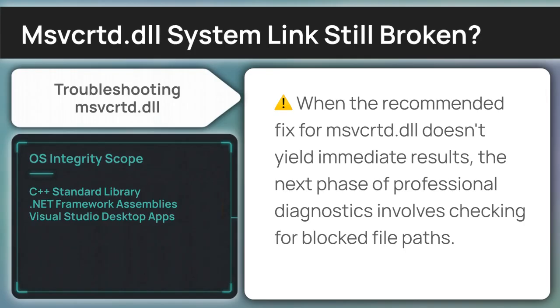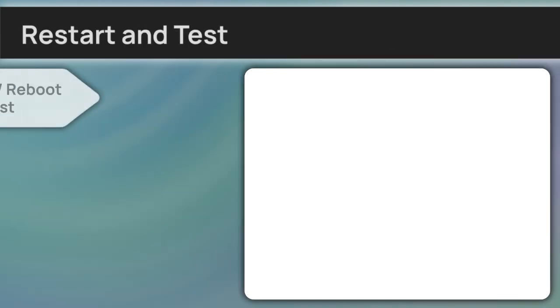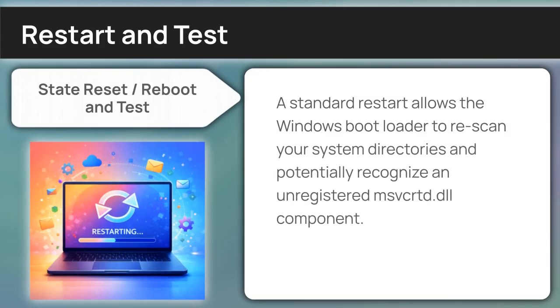of the system state. A simple restart can resolve file-in-use errors that mimic a missing Msvcrt debug message. It's a low-effort step that ensures your operating system starts with a clean execution stack.